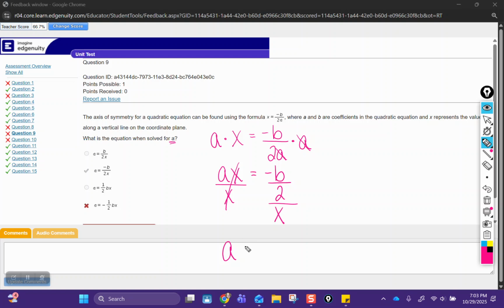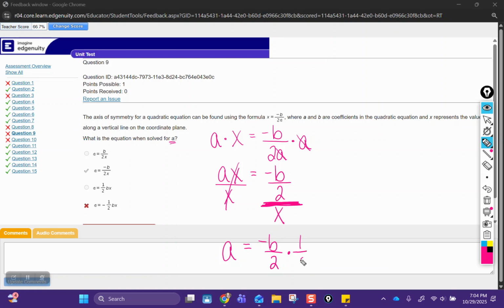I do now have A on the left-hand side by itself, but I need to clean up what's going on on the right-hand side. Basically, this is what we call a complex fraction, right? I'm going to darken this fraction bar here. I have a fraction that has a fraction as a numerator, and that's not considered simplified. We've got to clean it up. So when we divide fractions, we're taking negative b over 2 and dividing it by x. We are going to multiply by the reciprocal. The reciprocal of x, if I were to place that over 1, is 1 over x.